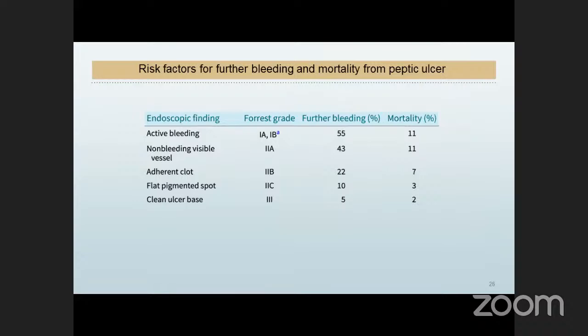Now coming to non-variceal bleed, that is peptic ulcer. There is the Forrest grade which classifies the ulcers according to the endoscopic findings, and accordingly categorizes them into class 1A, 1B, 2A, 2B, 2C, and 3. This also gives a comparative score of risk of rebleed and mortality. 1A is active bleeding, 2A is a non-bleeding visible vessel and adherent clot, 2B a flat pigmented spot and 2C a clean ulcer base. The maximum mortality risk is associated with active bleeding and non-bleeding visible vessels.